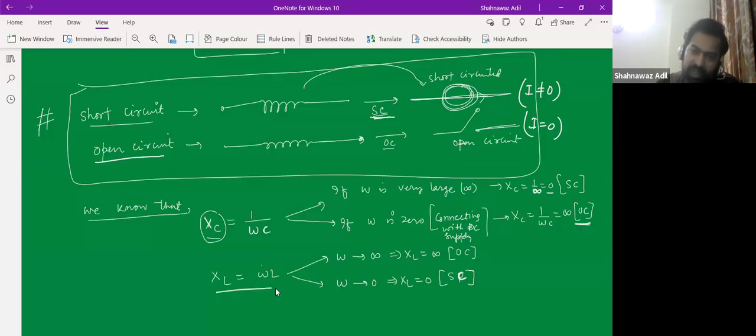Similarly, you have the inductive circuit. In the inductive circuit, the resistance is omega L. If omega is infinity, then resistance is infinity, so that is open circuit. If omega is small, then resistance would be small, and this would be short circuit. So these are the things. Quickly note it down, guys.